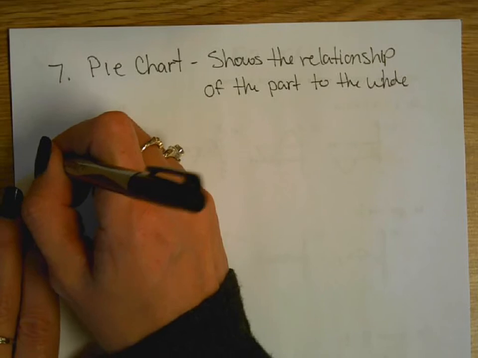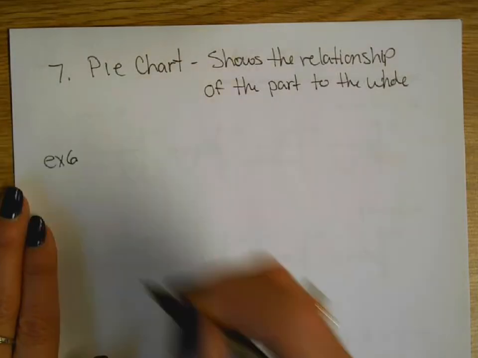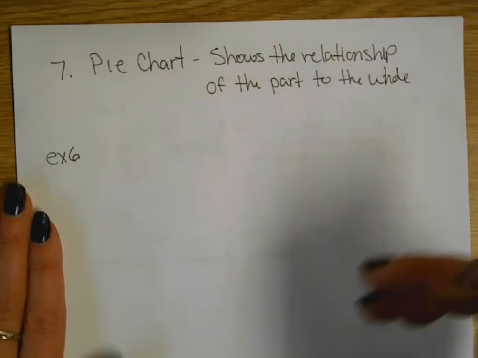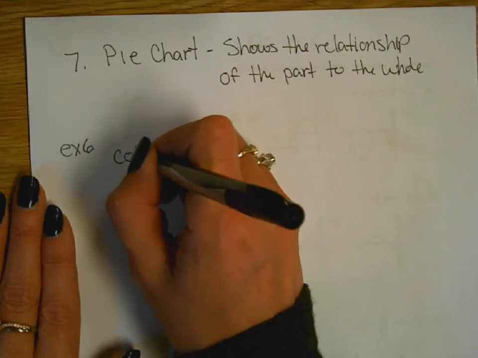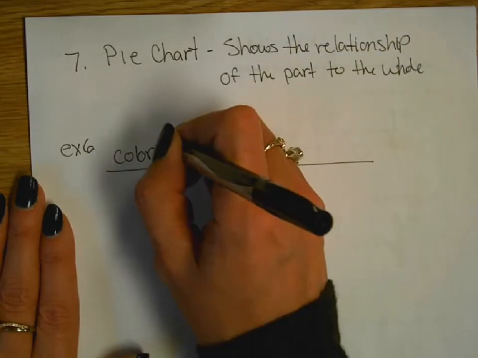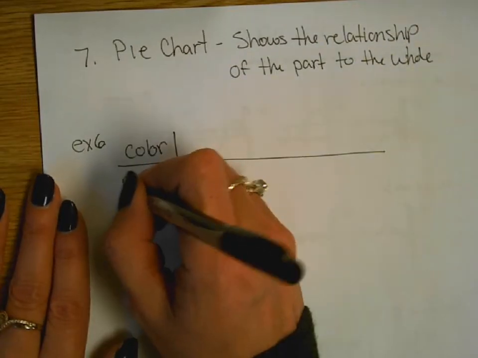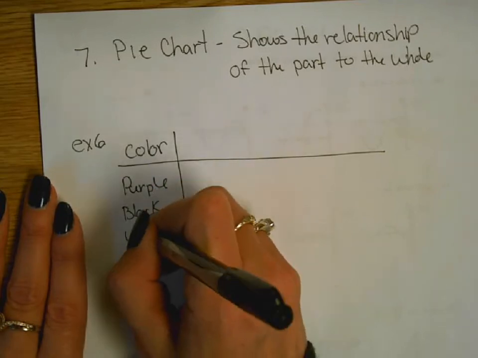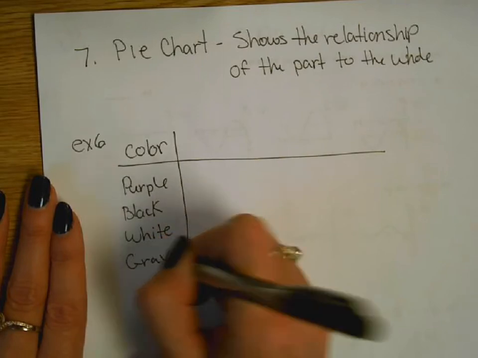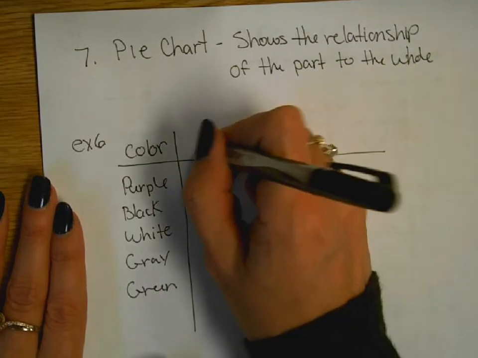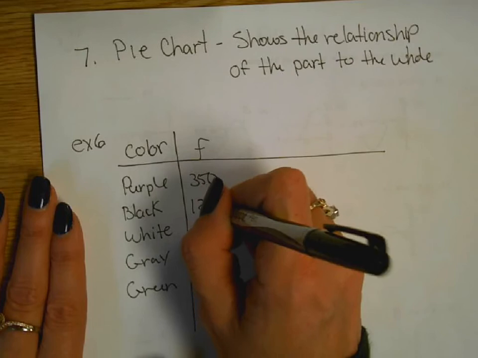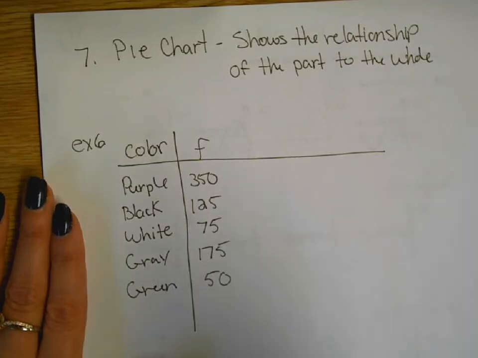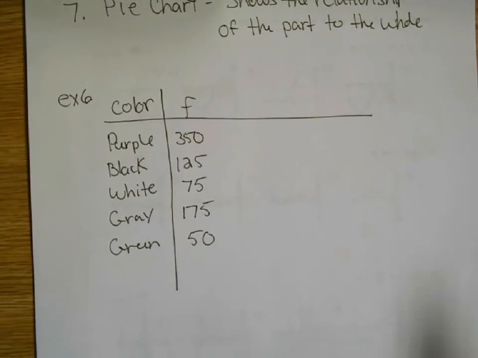So let's start with example 6. Where did I get this data? I don't know. It looks like favorite colors. So asking people what their favorite color is, and here are the results. Purple, black, white, gray, green. And here's our frequency. 350, 125, 75, 175, and 50. So given that information, I would like you to make a pie chart for it.